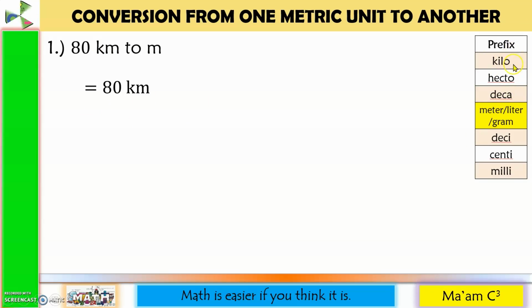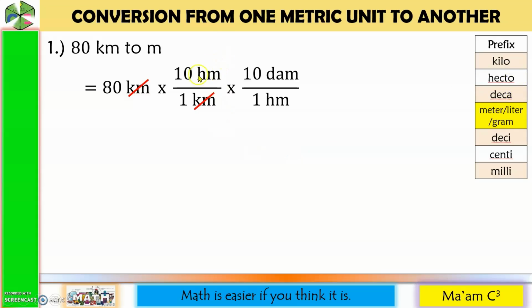So 1 kilometer is 10 hectometers. Since kilometer is in the numerator, when we multiply our factor, kilometer should be in the denominator. So our factor will be 10 hectometers is to 1 kilometer. So now we can cancel kilometers. Next, 1 hectometer is 10 decameters. So our factor will be 10 decameters is to 1 hectometer. So we can now cancel hectometers.